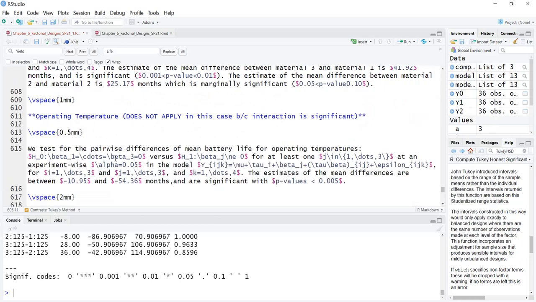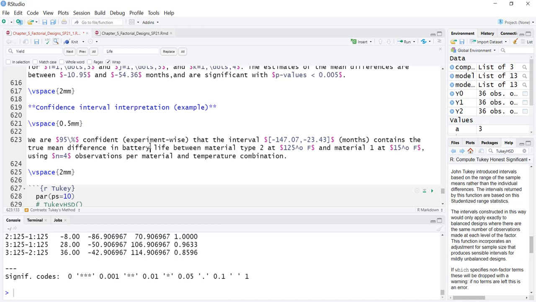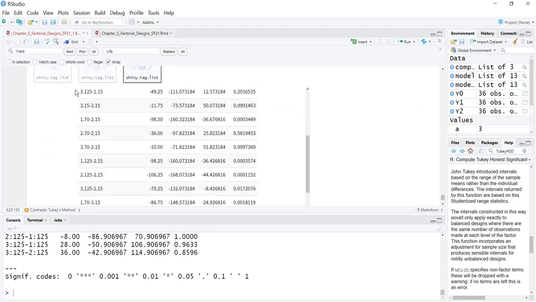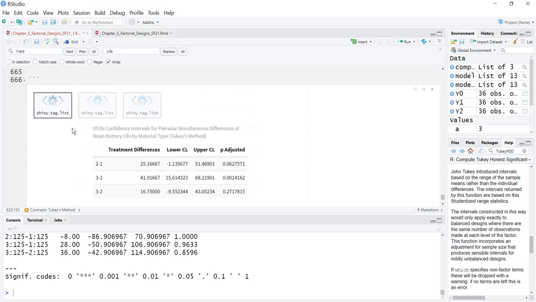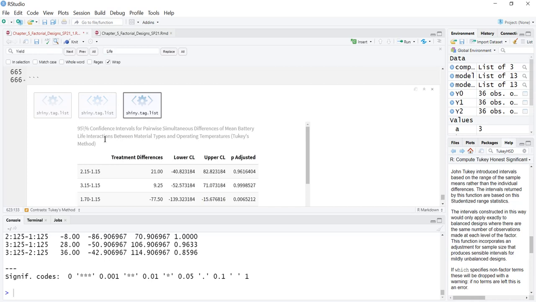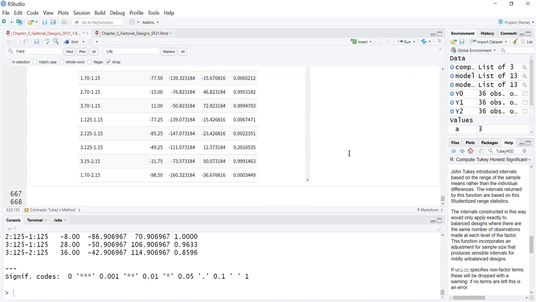All right, so I've written all this up for you so you have it. And again, I've given you interpretation for the confidence interval if you are asked for that. All right, and then the code, and you'll see that I've broken this up so it looks nice. Here's for the material, here's for operating temperature, and here's for interactions between material types and operating temperatures. All right, that's it for this video, or the content.